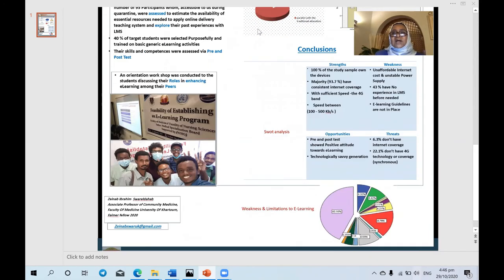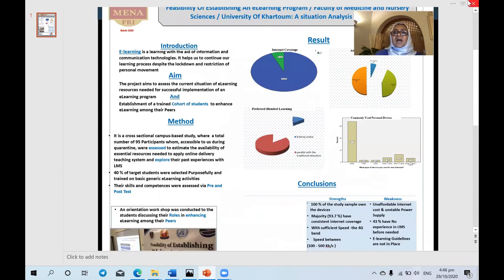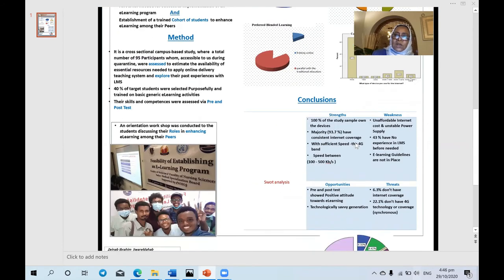The results showed the findings. The majority of them have internet coverage with a positive attitude towards e-learning. Most of them preferred blended e-learning in comparison to the online-only delivery system. The most commonly used personal devices were mobiles, which moreover facilitate online accessibility.